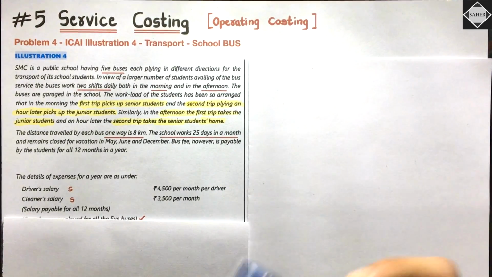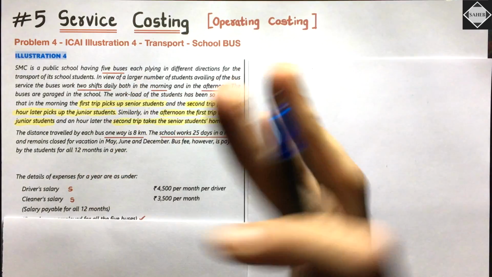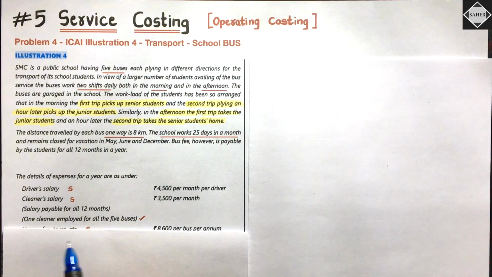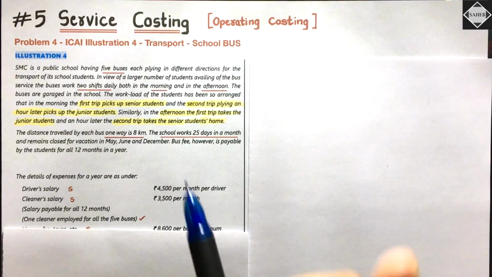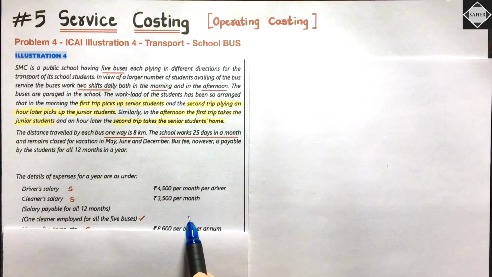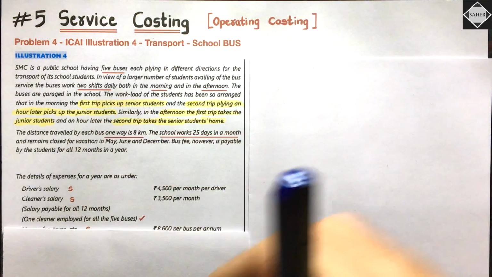Yeah, I told you cleaner salary, conductor salary, driver salary will be paid for all 12 months, even if they are not working for the 3 months. Is it clear? Okay. Then they are saying one cleaner employed for all the 5 buses. You have to understand this. You will not multiply this into 5, 3500 into 12 into 5. No, you can't do that. Why not? Because only one cleaner is there and he's cleaning all the 5 buses.